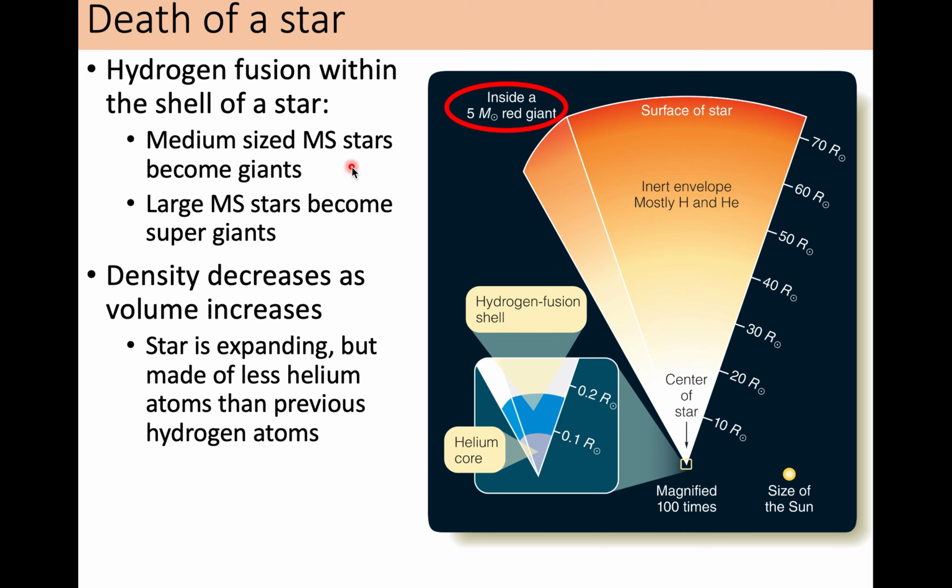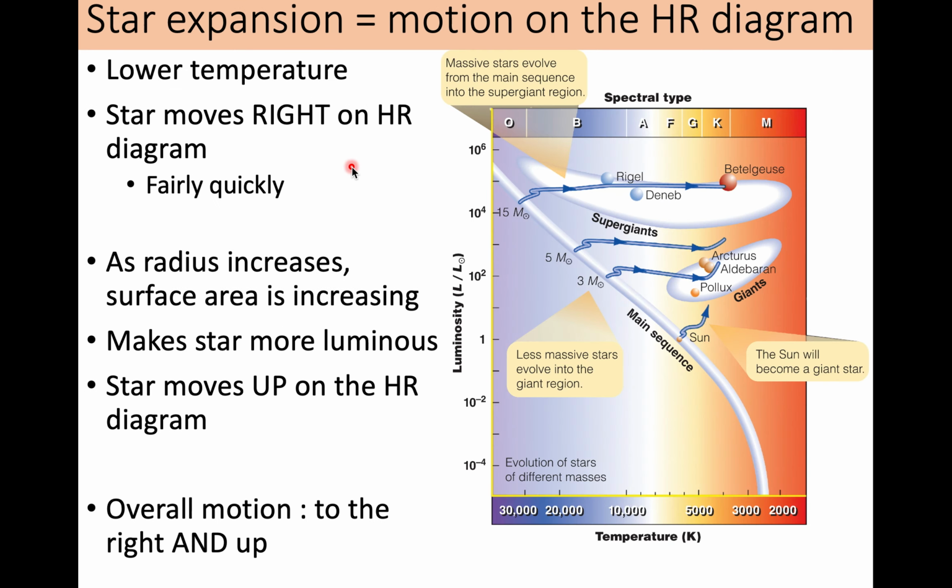As this is happening, it's the same amount of stuff in the star, but the star is expanding a very, very large amount. So the volume of the star is going to increase and the density of the star is going to decrease. The star becomes a lot less dense. It is made up of many fewer atoms per volume than it was when the whole star was made of hydrogen. So our giant stars, both the giants and the supergiants, are very, very low density stars.